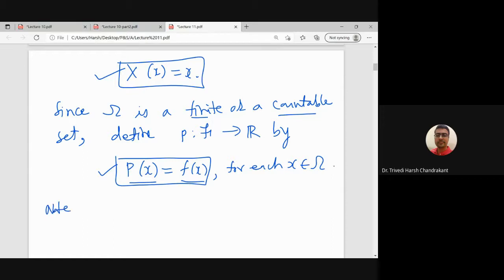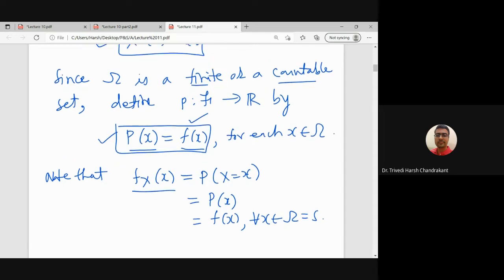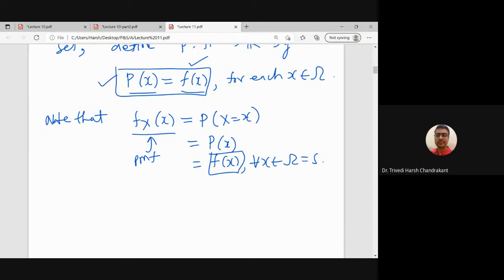So note that f X of x. So what is f X? F X is the probability mass function corresponding to random variable X. So that is probability of X equals x, and X is the identity function. So that means that is exactly probability of x, and probability of x is coming from the given function f x. So this PMF coming from random variable X is the same as the given function f x at every point. And on the other points, it is anyway 0, because we need to bother about only points of the set S.